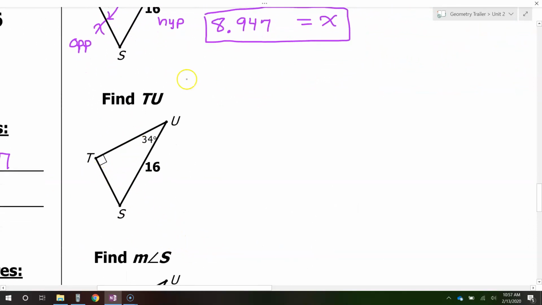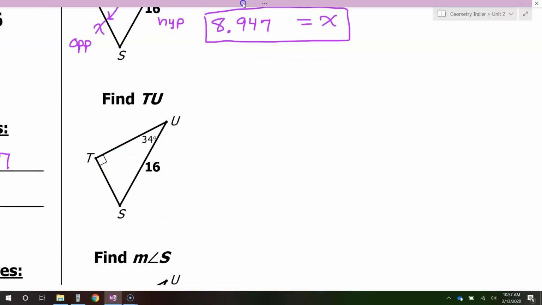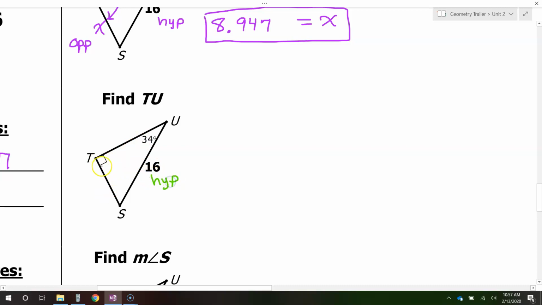And they kindly gave us a fresh triangle to work on, so I don't need to erase all my good work. And again, we will use our trigonometry. So this 16 is still the hypotenuse. It's across from the 90-degree angle. I'm finding TU, so this time I will put my x here at TU. Circle the angle that you're given, draw an arrow, and that will be the opposite side. Write SOHCAHTOA.